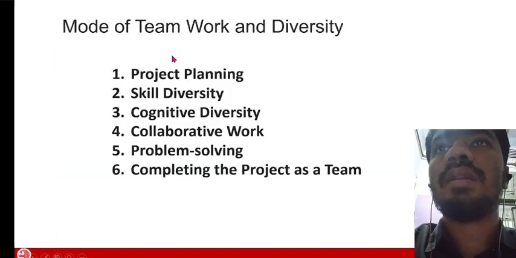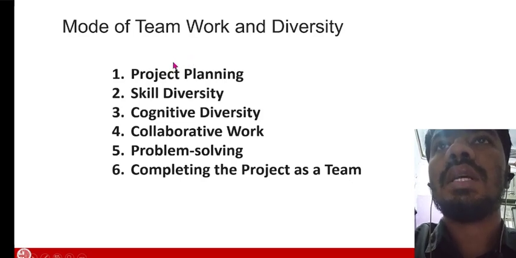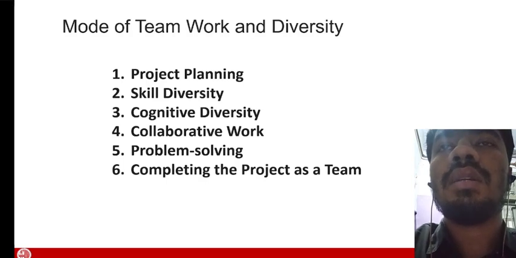First, we planned the project, and based on our skill diversity and cognitive diversity, we divided our roles and responsibilities. The problems we faced during project implementation were solved through collective work, and finally we completed this project as a team.